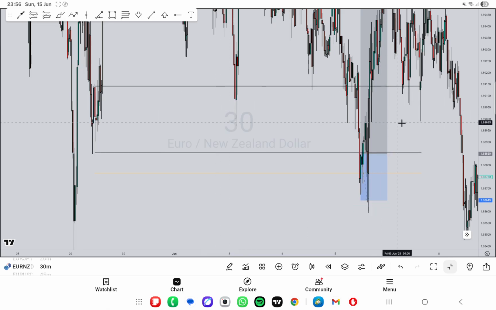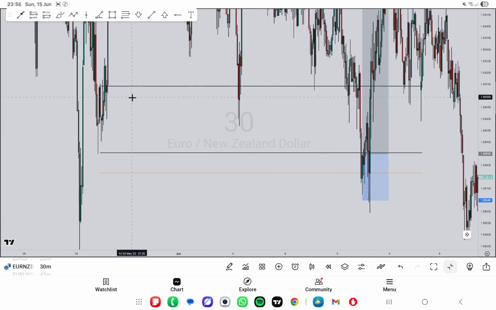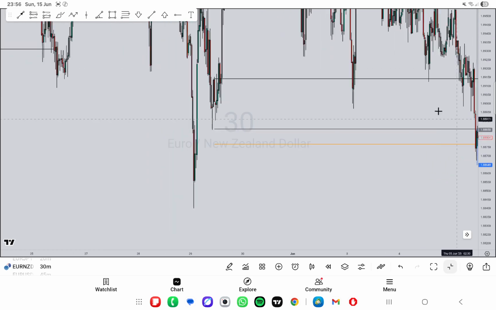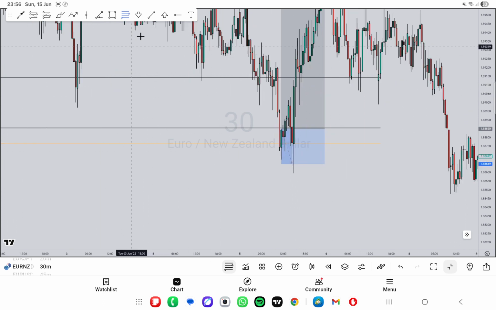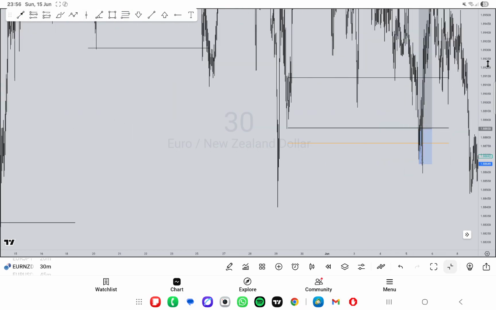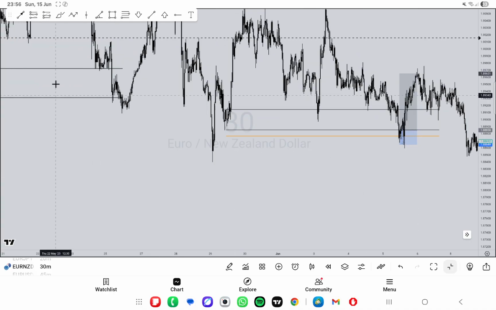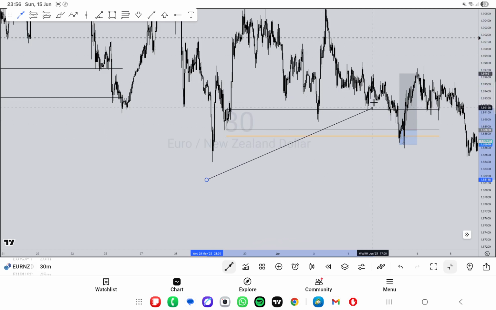This is the euro. I took this euro New Zealand dollar trade, which ended up with a loss. Here the idea was pretty much I was targeting this level here. First of all, let's just zoom out and see why I targeted this level. You can see that from here we formed this level, then from this level we had this crazy reaction, and then here the market was not really doing much.